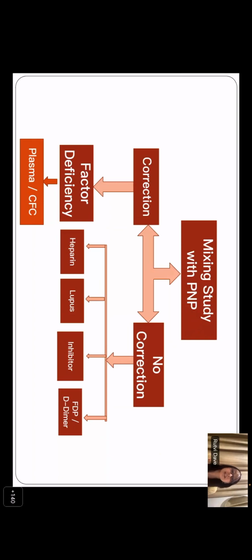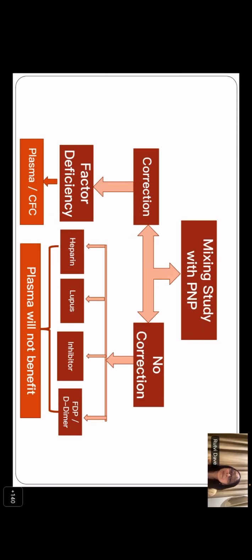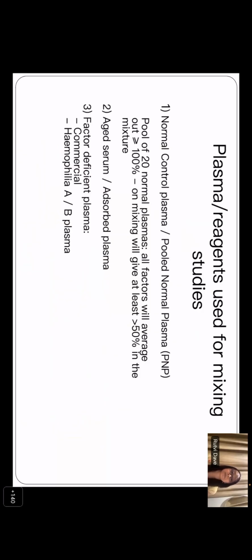So the rationale of doing this is that if you're dealing with factor deficiency, such a patient will definitely benefit by receiving plasma or clotting factor concentrate. But on the other hand, if you know that you're dealing with inhibitors, in such a patient plasma will not benefit and you have to use alternative bypassing agents.